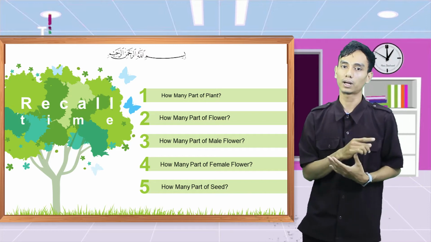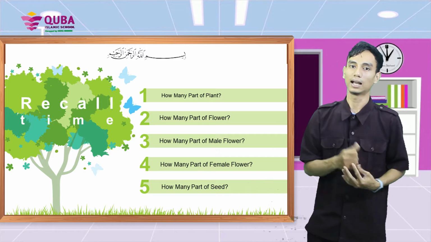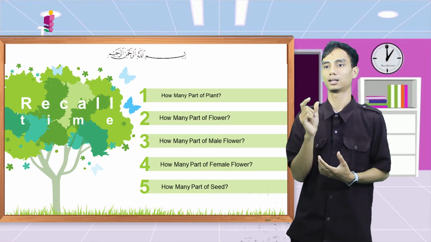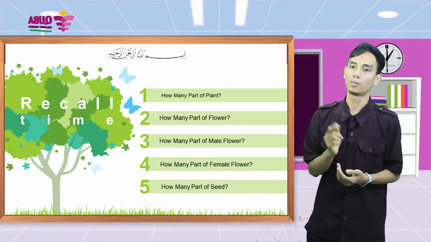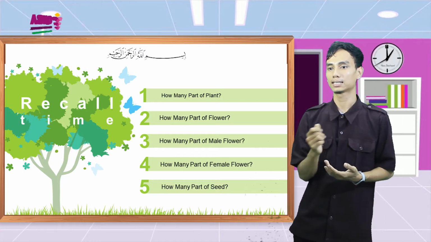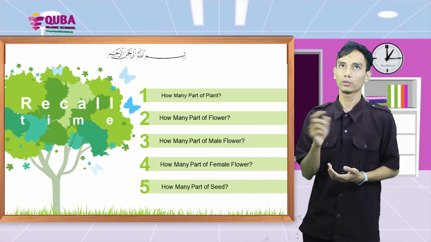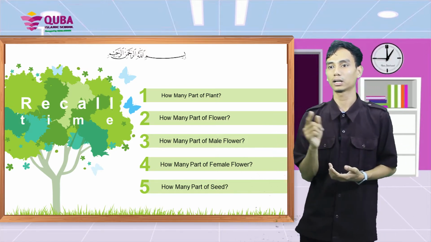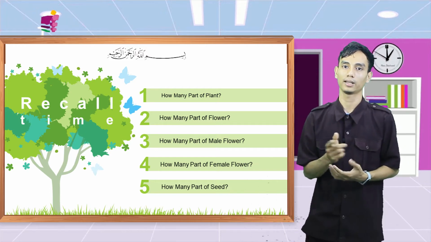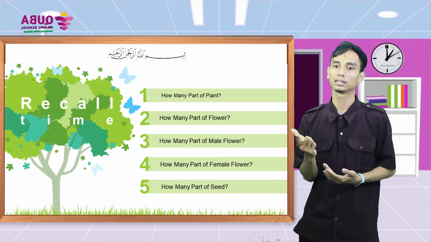The third, how many parts of a male flower? Correct. The male flower is anther and filament, or we call it stamen. How many parts of a female flower? Correct. The female flower is stigma, style, ovary, and ovules. Or we call the female flower carpel. Okay, the last, how many parts of a seed? Yes, correct. The parts of a seed are seed coat, food supply or cotyledon, and embryo.